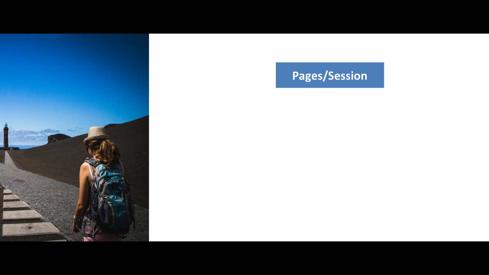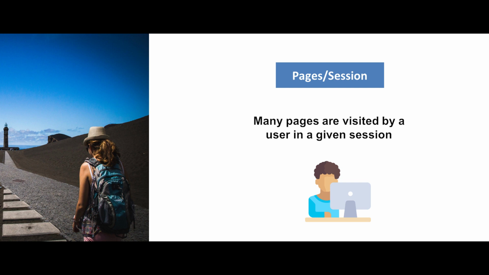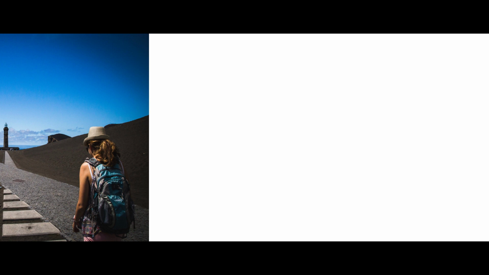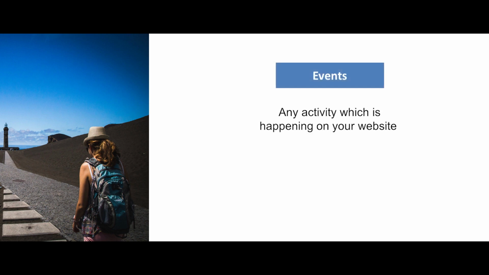Next, we have the pages per session. Here, time doesn't matter. I would like to track how many pages are visited by the user in the given session. In this case, we will set the number of pages and Google Analytics will track it. So lastly, we have the event. An event is any activity which is happening on your website. For example, playing of a video or downloading of a PDF. So we can define one event as one goal in Google Analytics, and Google Analytics will track it.